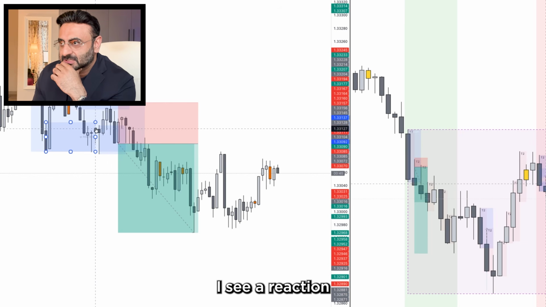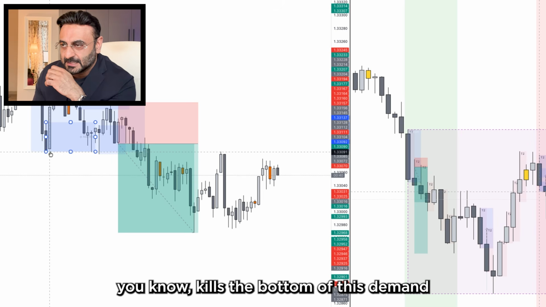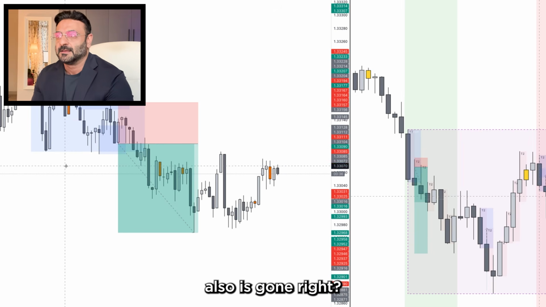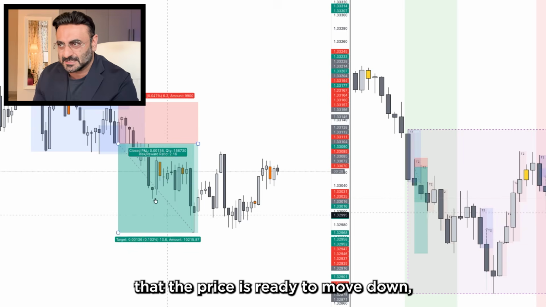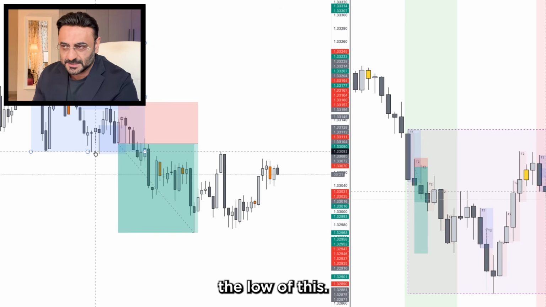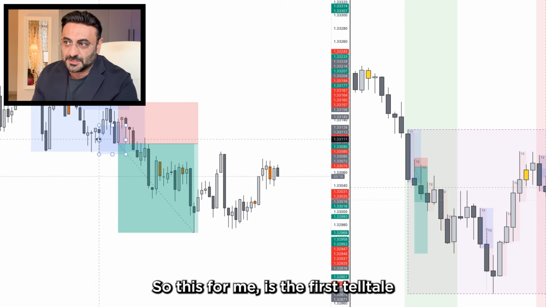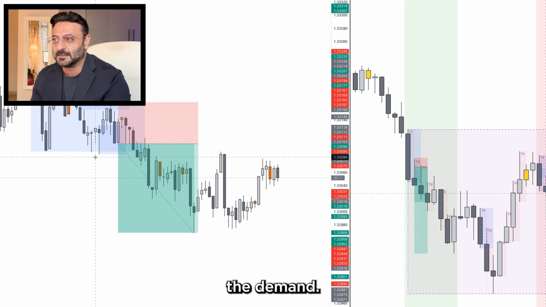I see a reaction. I see that reaction fail, and then it kills the bottom of this demand zone, right? So this demand zone right here also is gone, right? So once this demand zone is gone and then it's pushing up like this, this is my first telltale sign that the price is ready to move down, because if not, this demand zone should have held. This should not have broken the low of the demand zone, I'm sorry. So this for me is the first telltale sign that the suppliers are overpowering the demand.